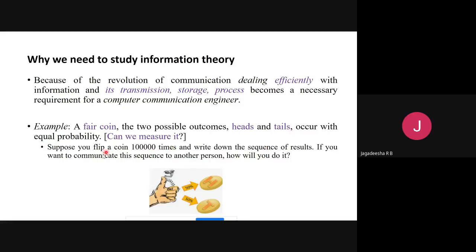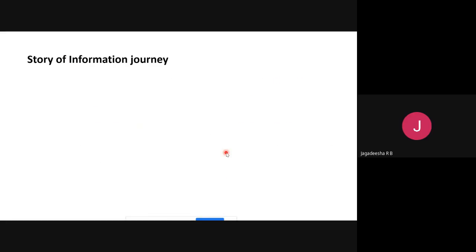And if you want to communicate this sequence to another person, how will you do it? Is there any better way of doing it, or every time you need to say that it's head, it's tail, tail, head, head, or maybe 50,000 times it was heads and the remaining 50,000 times it was tails, or maybe 60,000 times it was head and 40,000 times it was tail, and so on. Do we need to say it this way, or is there any property we can devise to express these results to someone else? We will see that.